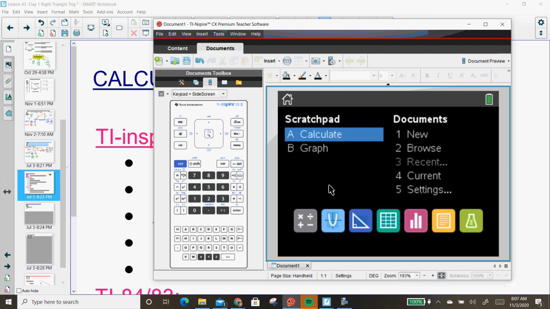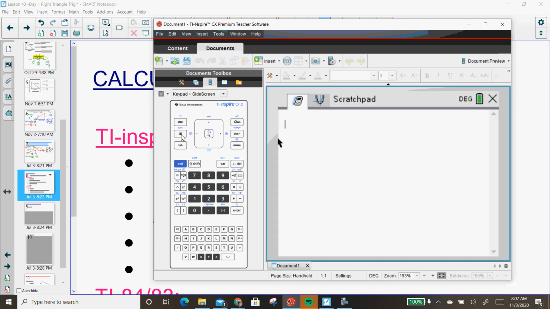If you have an updated system, not one of the older systems, it will also say degree up here in this upper right corner. If it says RAD, then you need to go in and change your settings or you will get totally incorrect answers on these.